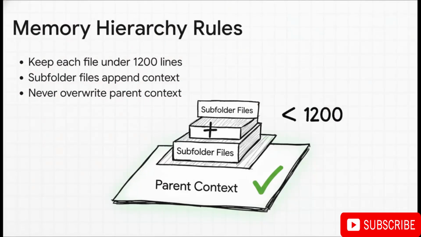And to make this all work smoothly, there are just 3 simple rules to remember. First, try to keep those memory files pretty concise. Under 1,200 lines is the sweet spot. Second, remember that subfolder context gets added on top of the parent context. It never replaces it. You're always building a more specific understanding, never erasing the big picture.